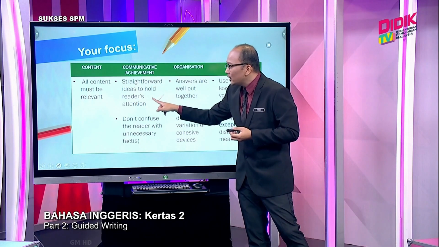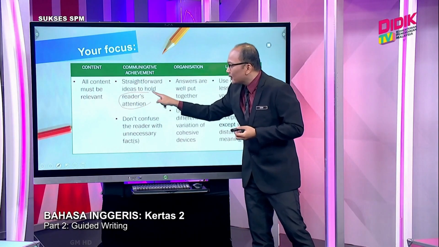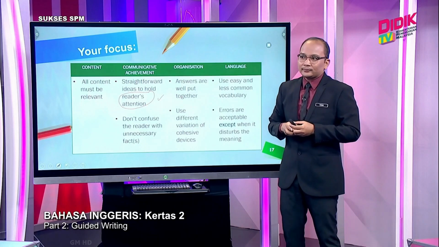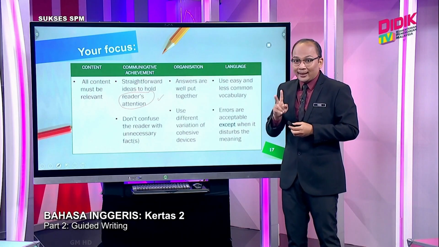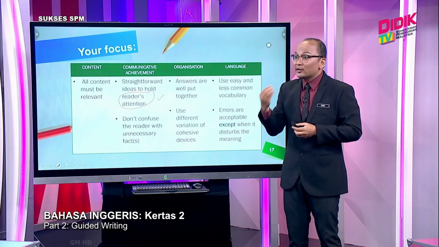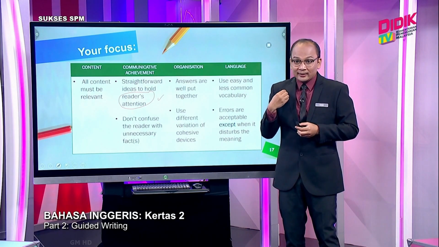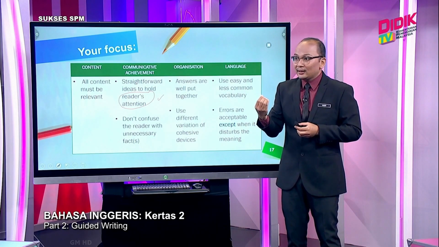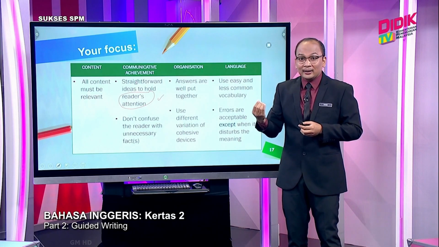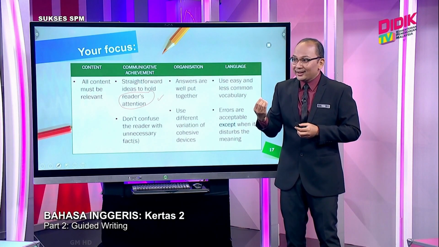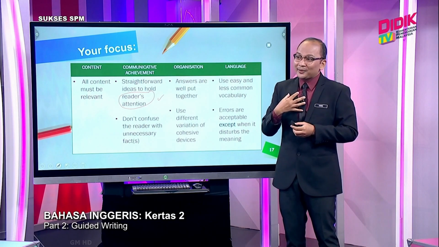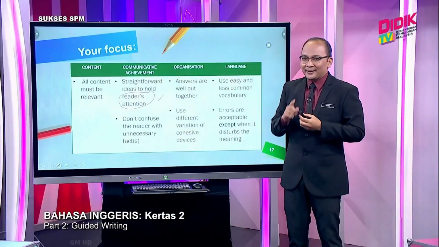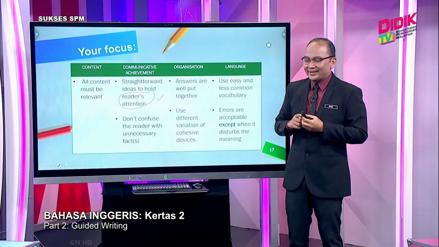Now we need to hold the reader's attention. So for part 2, you need to be able to attract the reader's attention. Who is the reader? It's going to be the marker. The marker will be a person, right? Yes. So a person is so much affected by emotion. So you need to write well in order to impress our marker a little bit. So please make sure you try to hold the marker's attention.